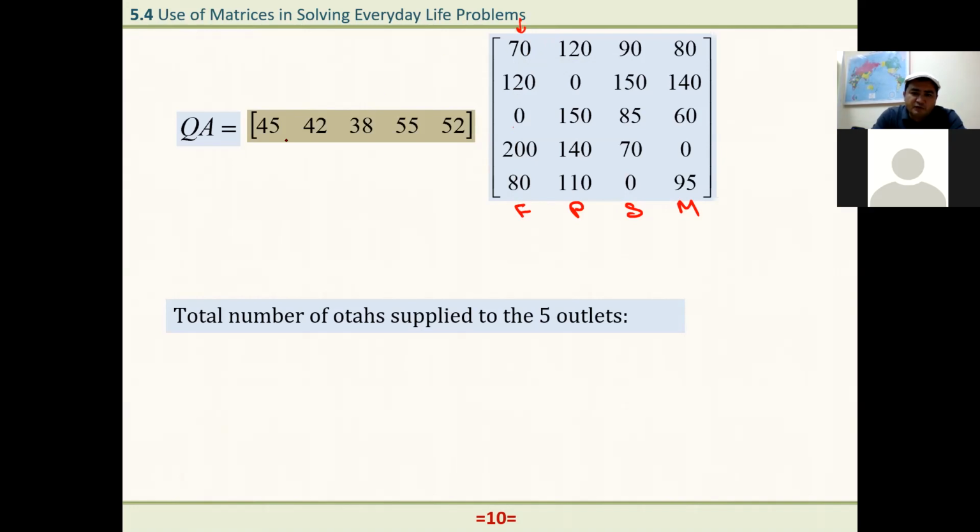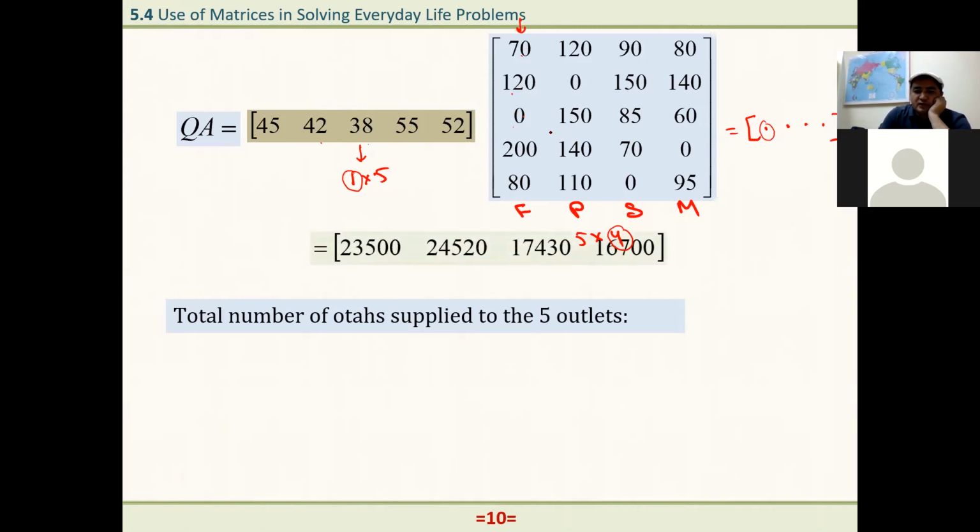So if I multiply 45 by this, 42 by this, and 38 by this, how are they multiplying? This one is a 1 by 5 matrix. This one is a 5 by 4 matrix. The 5 is the same, so the resulting matrix will be 1 by 4. Here we have 1, 2, 3, 4. So this entry gives us 45 times this, plus 42 times this, plus 38 times this, plus 55 times this, plus 52 times this. It gives us the total number of fish otters, and that's actually what the question is asking.